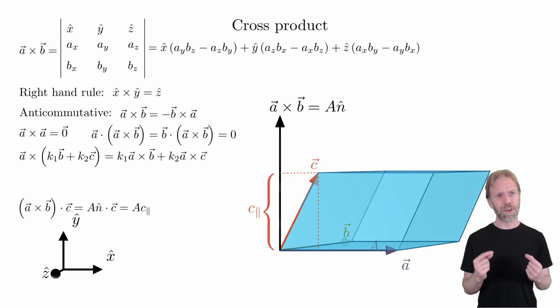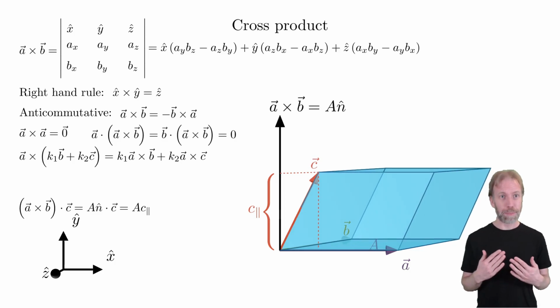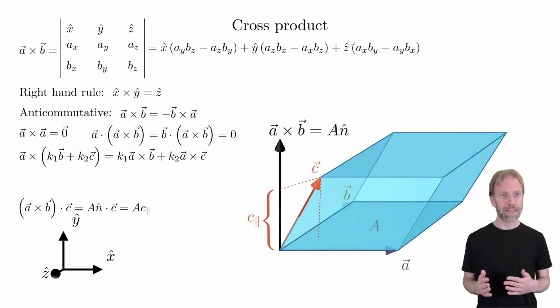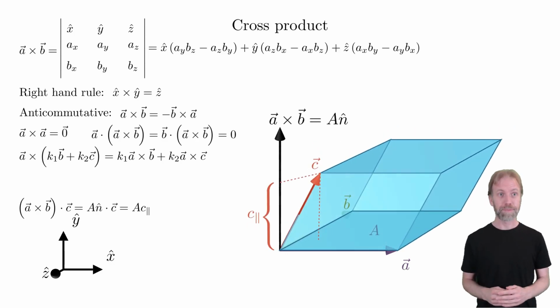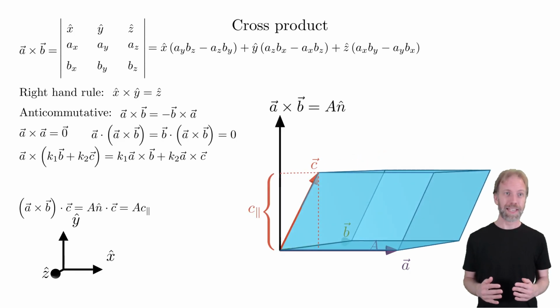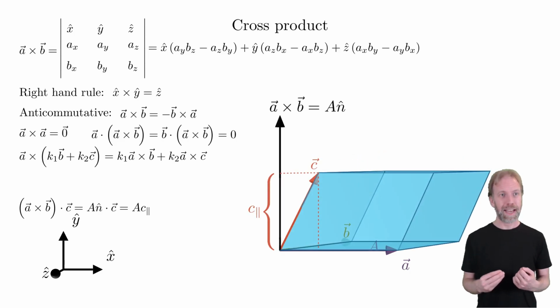Let us introduce the volume that has the 3 vectors A, B, and C as sides. This volume is a parallelepiped for which the volume is calculated as the base area A times the height C parallel. Hence, we can make the geometric interpretation that A cross B dot C is the volume created by the 3 vectors.